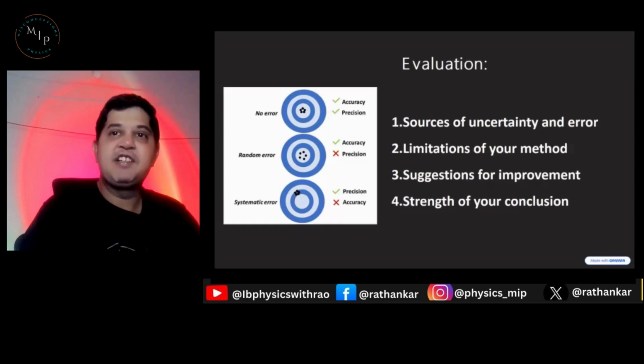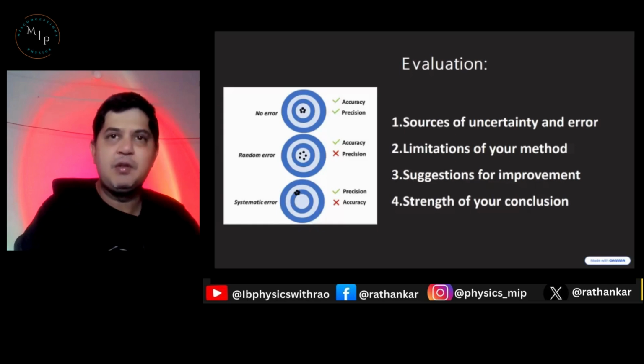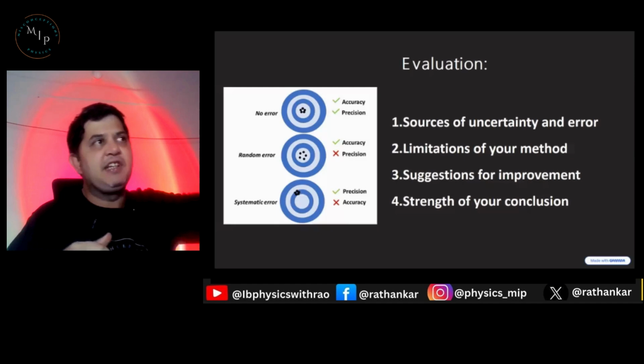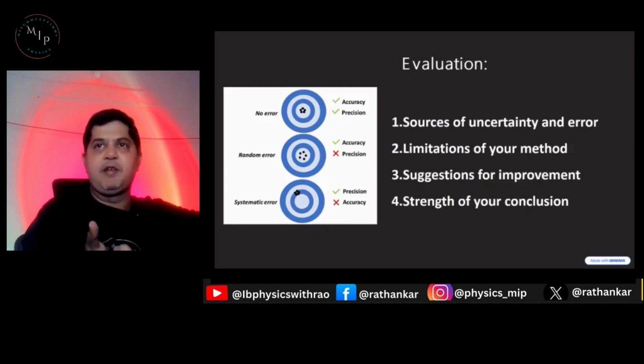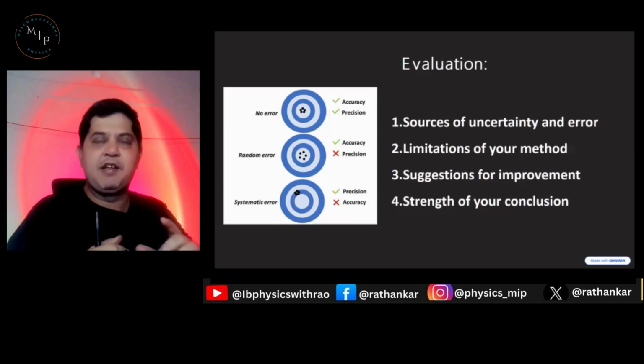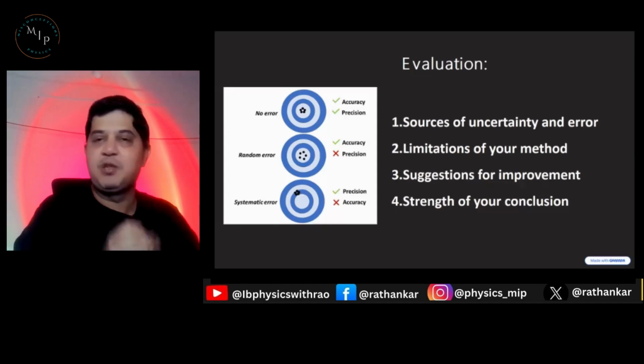And then suggestions for improvement. How do you improve this? What is it that you want to do to improve it? For example, when you are using an inclined plane, what you can do is put a photo gate. Put one photo gate here, put another photo gate over here, and then do the experiment. So human errors would be completely eliminated. You can do that here.